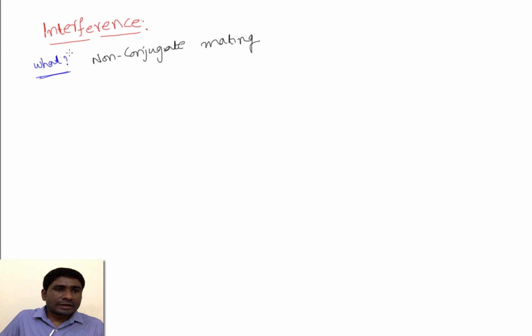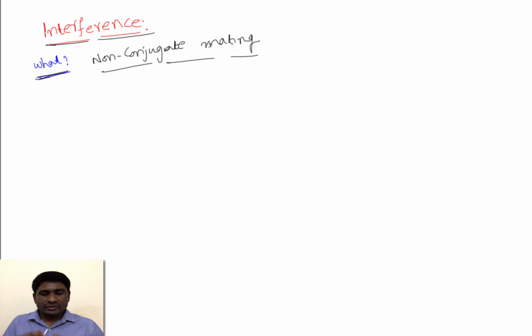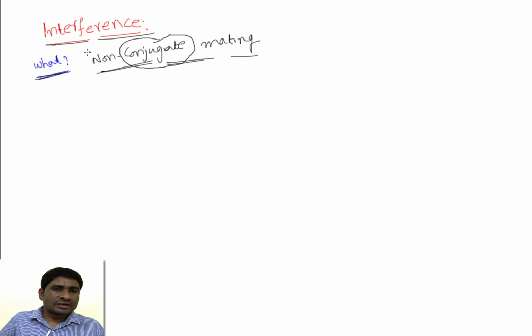So our next topic is interference. So what is interference? Interference is a non-conjugate mating of the two engaging surfaces. Then it gives the interference. We have already seen what a conjugate is. The conjugate one is where the surface profiles satisfy the law of gearing. But if these are not satisfying the law of gearing, then those are called non-conjugate mating.